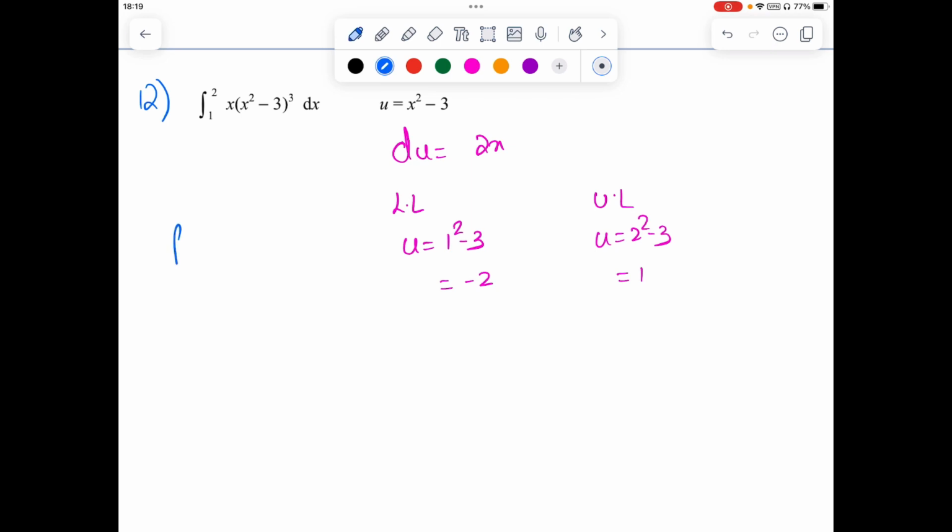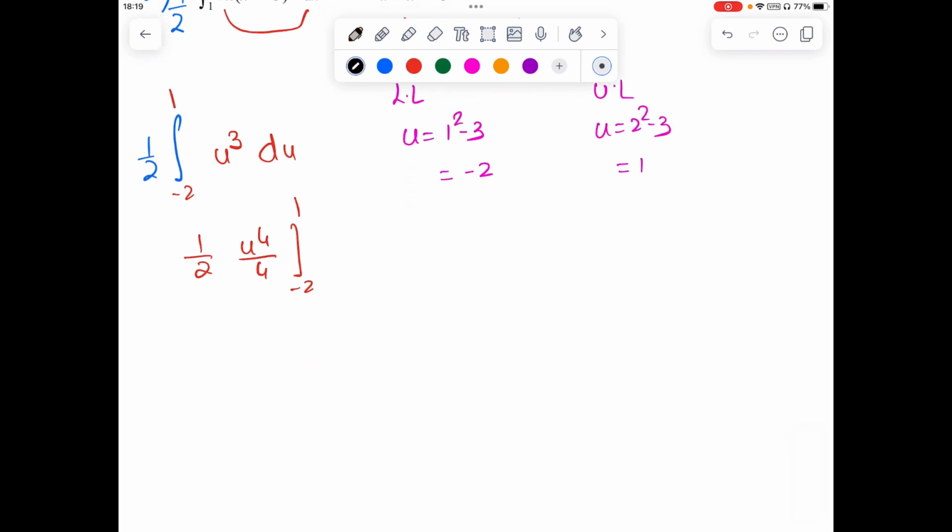So what does that become now? Integral. This is 2x dx. 2 is missing, so multiplying and dividing by 2. So 1 upon 2. 2x dx will become du, and it becomes u power 3. So 1 upon 2, u power 4 upon 4 from negative 2 to 1. Don't forget to write the limits. Lower limit is negative 2, upper limit is 1. So 1 upon 8, plug in 1 power 4 minus negative 2 whole power 4. So it becomes 1 upon 8 times 1 minus 16, which is negative 15 upon 8.